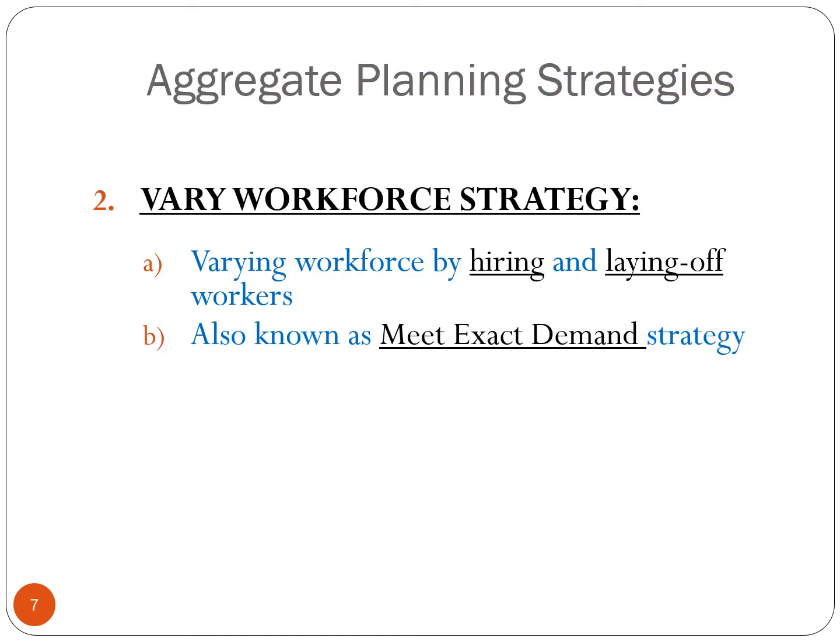Okay, the next main strategy of aggregate plan is vary workforce. By the word vary here, vary means keep changing. So if the operations manager chooses to use vary workforce strategy, what the operations manager will do is keep changing the number of workers every month to produce the output.